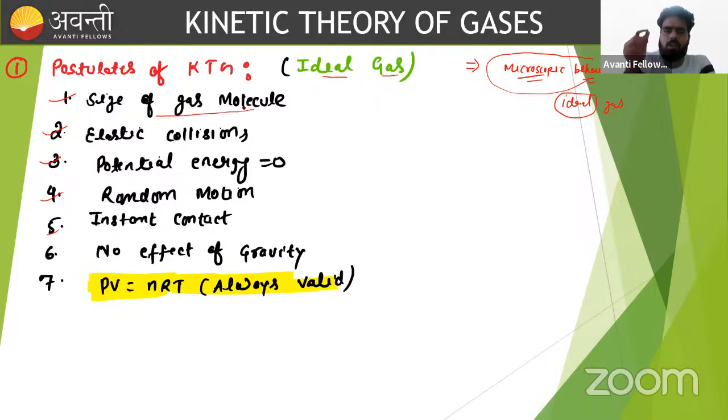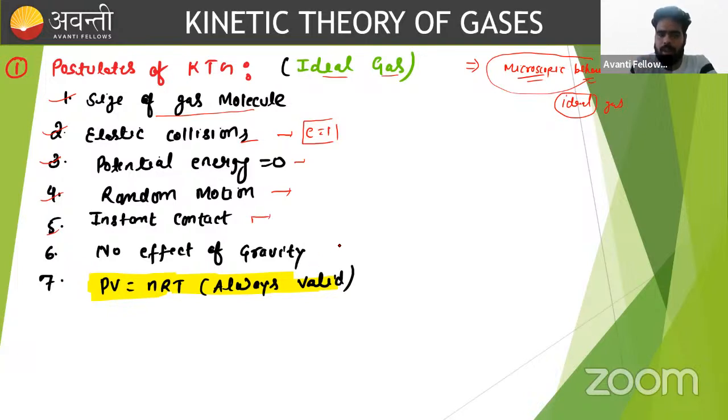The size of gas molecules is negligible as compared to the size of the container where the gas is filled. The collision between gas molecules, and between gas molecules and the container wall, is perfectly elastic. So we can say there is no loss of energy because of the perfectly elastic collision. Potential energy is zero, so we can't consider the interatomic potential energy, the potential energy due to interaction of the molecules. The motion is Brownian type of motion, that is, the random motion of gas molecules. The contact is instant; we can say the contact time is very, very small.